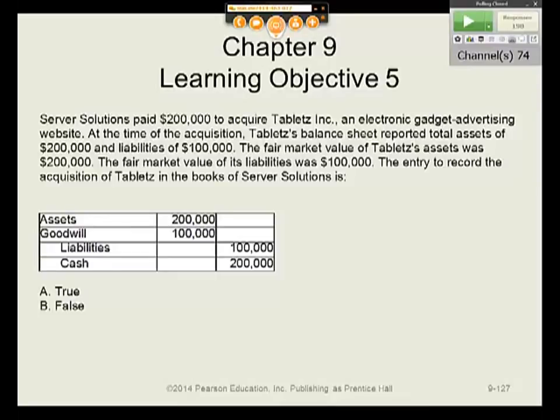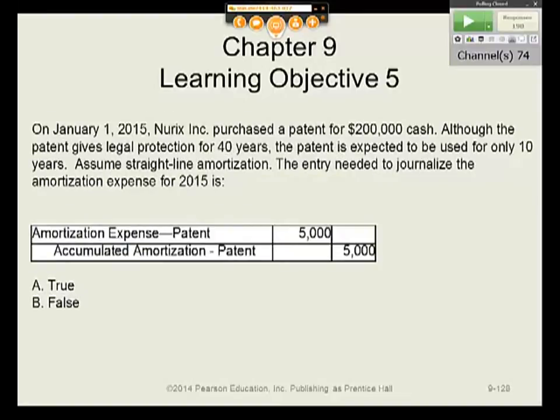Okay? All right. And finally, let's go to the last question, and I can put this up on the screen. I'm going to answer that one for you. This is an amortization question. So you have a patent that was purchased for $200,000, and I'm going to do this one for you because this one's a little tricky. This one says that the patent's purchased for $200,000.